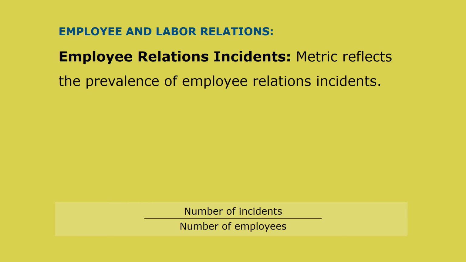Finally, employee and labor relations focuses on the relationship of employees with the organization and with each other. A good metric is the employee relation incidence metric, which reflects the prevalence of employee relations incidents. Each organization must define what constitutes an incident before they can calculate the metric, which is simply taking the number of incidents over the number of your employees.